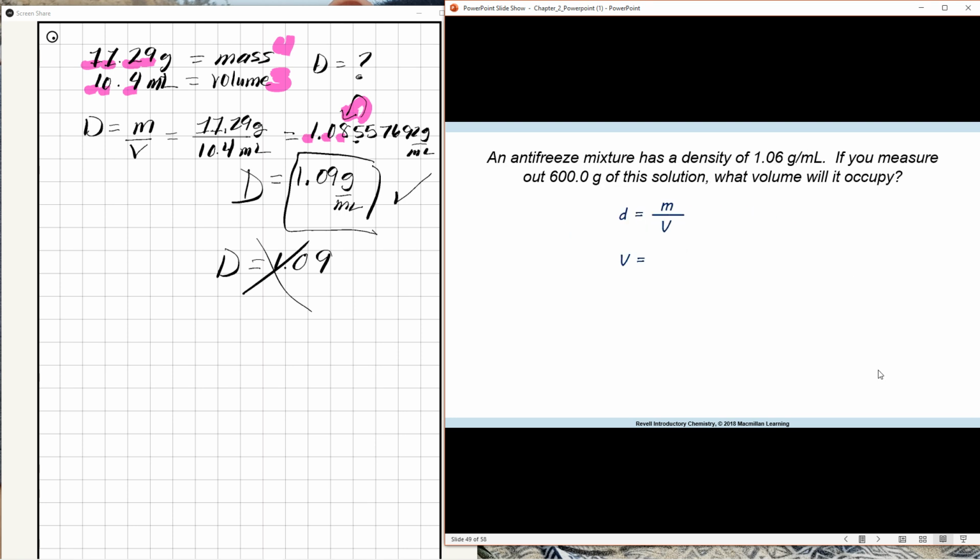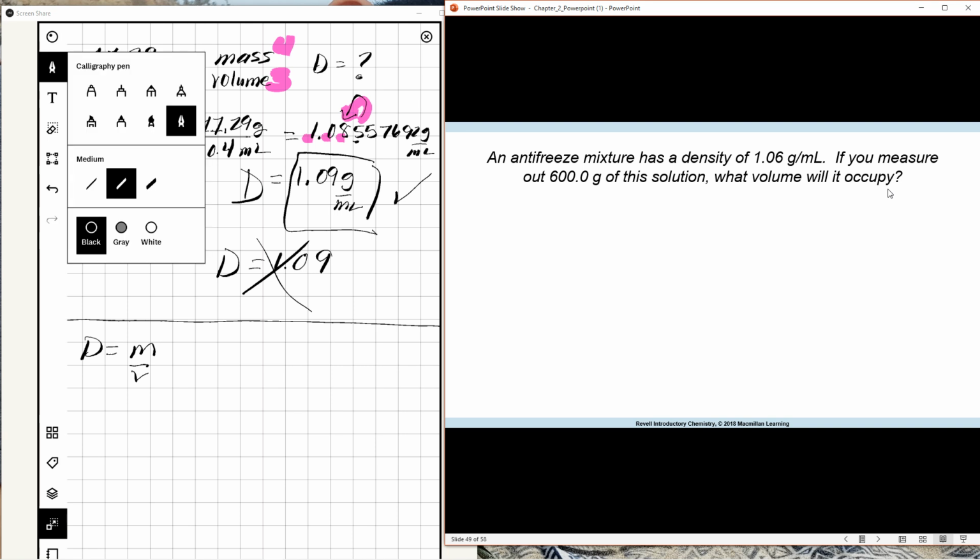All right, here's another problem. An antifreeze mixture has a density of 1.06 grams per milliliter. If you measure out 600 grams of the solution, what volume will it occupy? Okay. This is what a lot of people struggle with, which is manipulating your equation to get what you actually need. So remember, this is our original equation. Density is mass divided by volume.